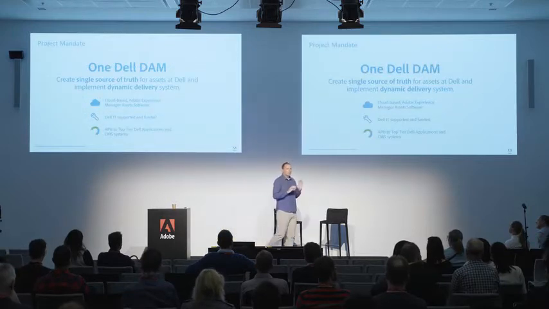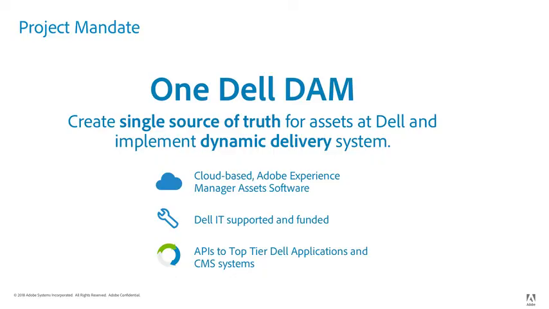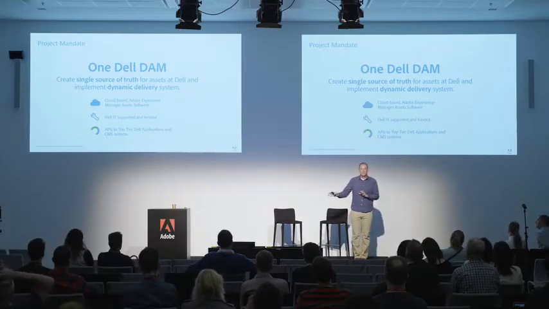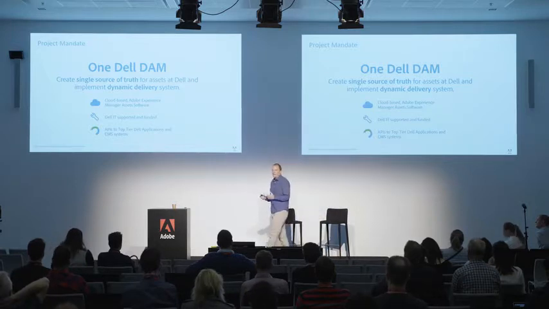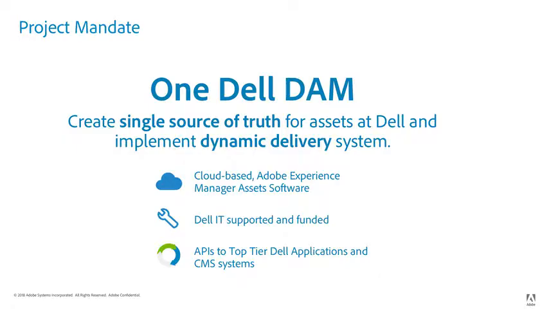So the cornerstone of that was going to be the one Dell DAM. It was the single source of truth for all of our marketing assets at Dell, and we wanted it to be the linchpin for the dynamic delivery system. Cloud-based, sitting on AEM. It needed to be Dell IT supported and funded, which was important to us. We didn't want to have to outsource that, which was the situation we were in previously. And we wanted to have those APIs, those connectors to our existing systems. So that was really important.